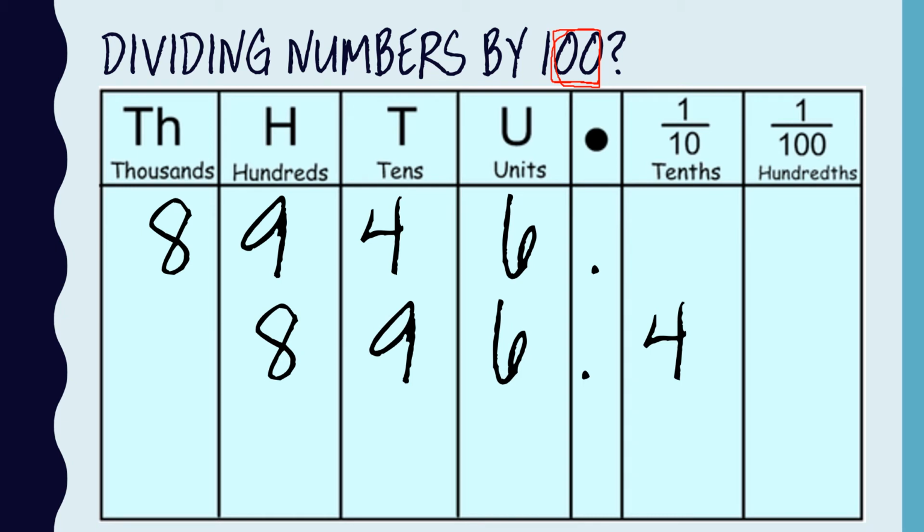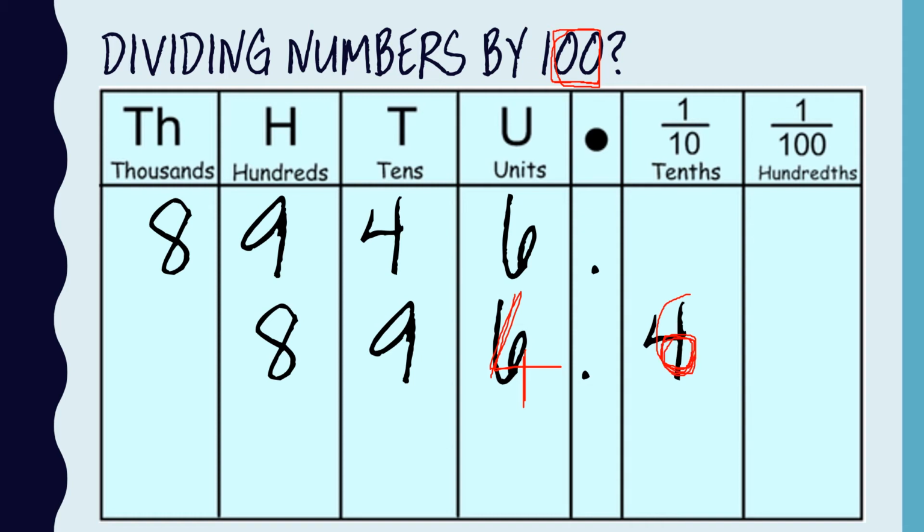Divide by 10 is 896.4. And again, what's going on here? What am I doing? This should have been a 4. And that should have been a 6. For some reason, I keep swapping these numbers round. I don't know what's going on there.